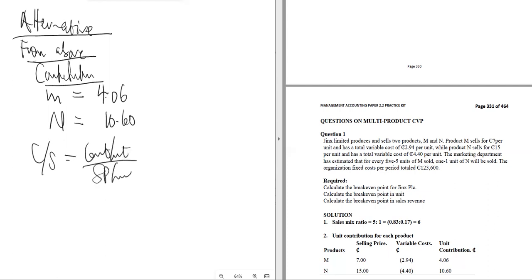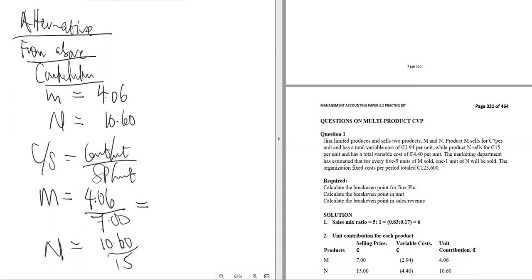So if I want CS ratio, I know that CS ratio is contribution per unit over selling price per unit. It could also be done in total. Since we don't have total, let's take M. So M contribution to sales ratio is going to be what? 4.06 over our selling price of 7. Then we come to N, which is 10.6 over 15 as our contribution to sales ratio.